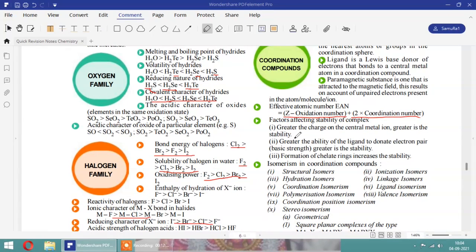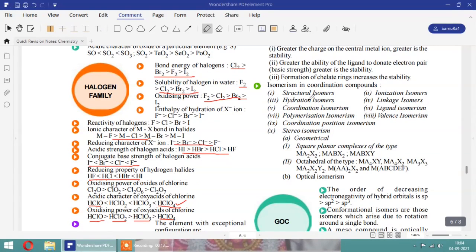The greater the charge on the central metal ion, the greater the stability. The greater the ability of the ligand to donate an electron pair, that is, its basic strength, the greater the stability. Formation of chelate rings increases the stability. Isomerism in coordination complexes: structural isomerism includes ionization, linkage, hydration, coordination, ligand, polymerization isomerism, valence isomerism, and coordination position isomerism.